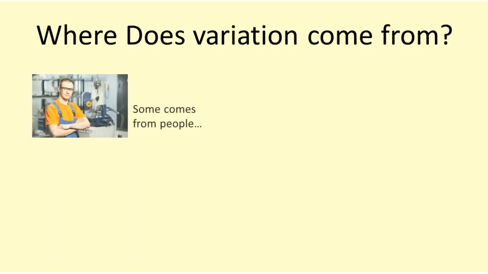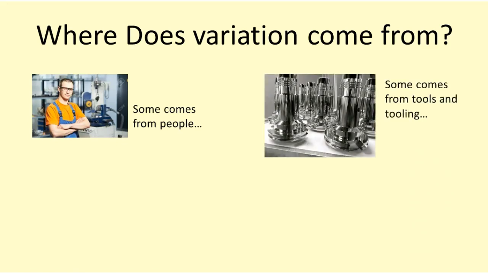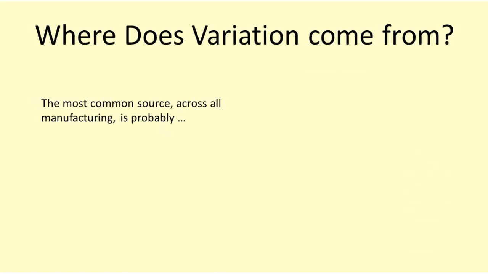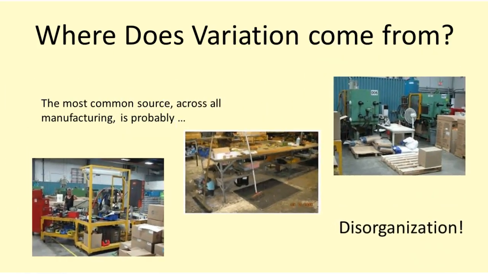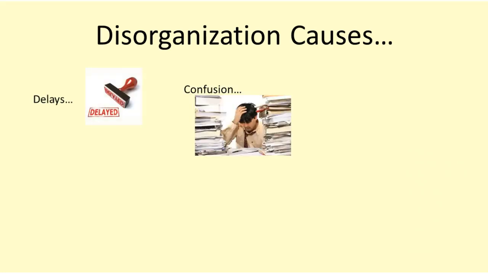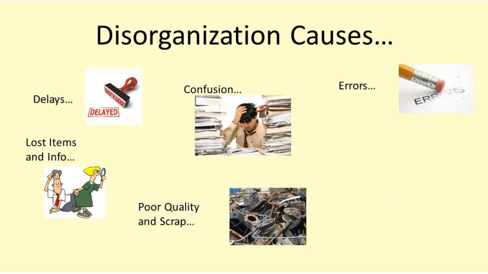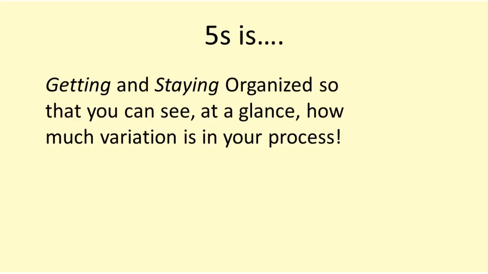Some variation comes from people, of course. Some comes from differences in tools and tooling. Other variation has its source in equipment and machinery. But the most common source of variation is probably disorganization. And disorganization afflicts all manufacturers everywhere. Disorganization creates a whole host of problems, including delays, confusion, errors, lost items and information, poor quality and scrap, and lost production. So 5S is an answer, a remedy for all of these losses and the variation that causes them.